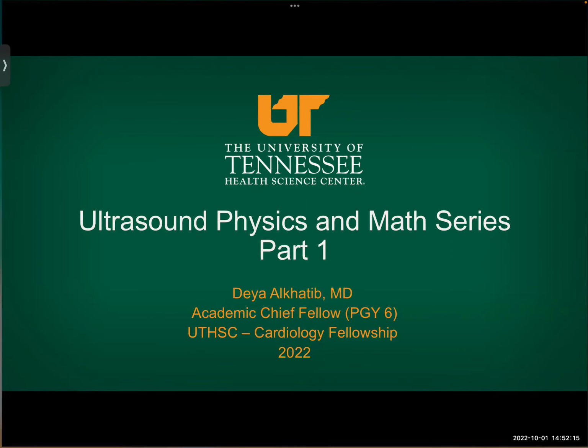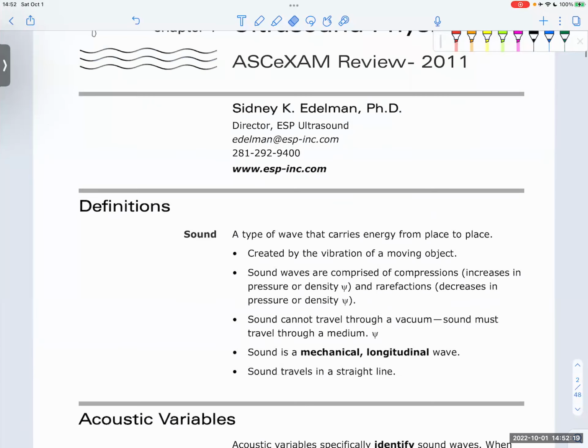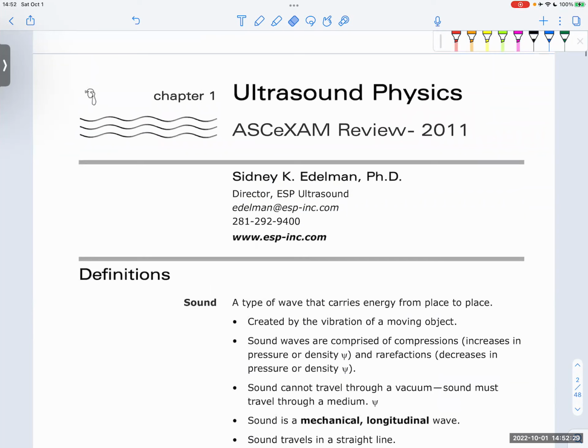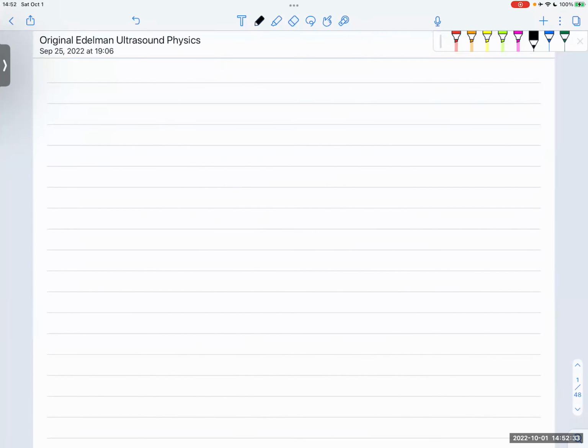Today, our talk will be focused on the introduction of ultrasound, by defining ultrasound itself and talking about some of the ways we describe it. Before we start, the way we think about it is there are two main types of waves: the mechanical wave, and the other type is electromagnetic.